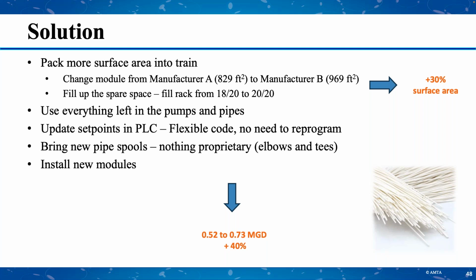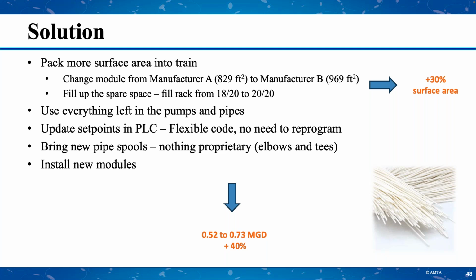But that became available today when we did this, because we had a FiberFlex system that allowed us to do that. So on top of the surface area pickup, we filled the rack completely to 20 modules installed out of 20 spaces. So that gave us 30% pickup in surface area, and then we used everything left in the pump and the VFDs and the pipe, and we maxed out everything to get as much flow as we could. Then we updated the set point in the PLC.